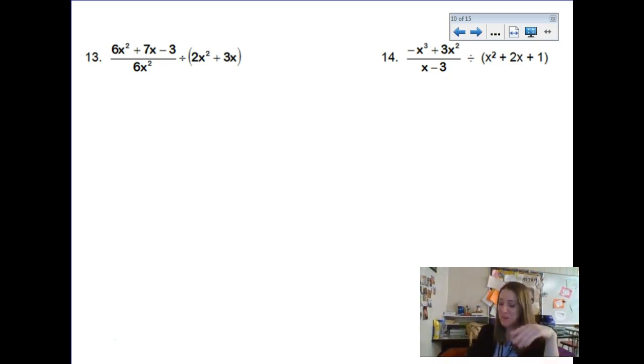Okay, one more time. Let's take a look at 13 here. That looks fun. And we're going to skip around. So, this factors. A little perseverance on our part. We're going to get that to factor.